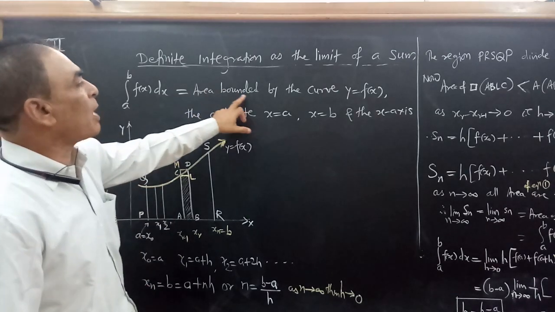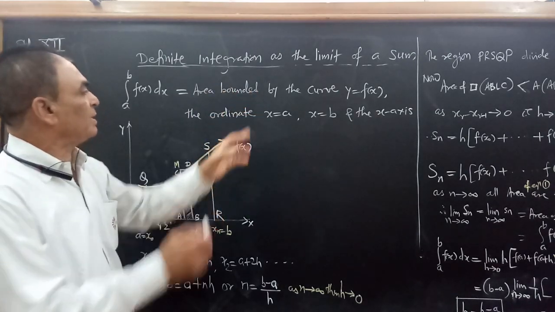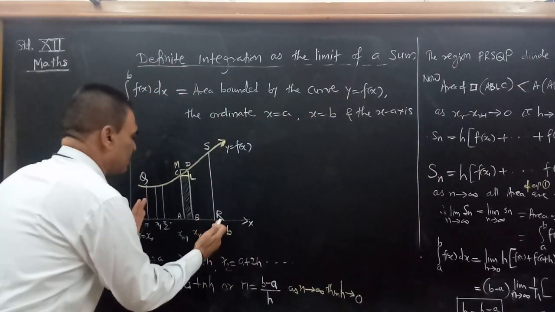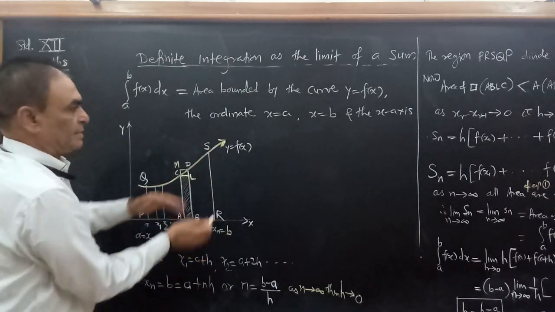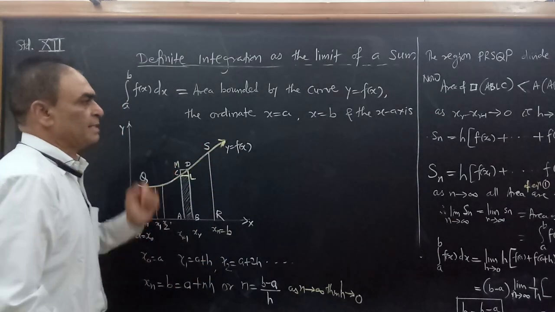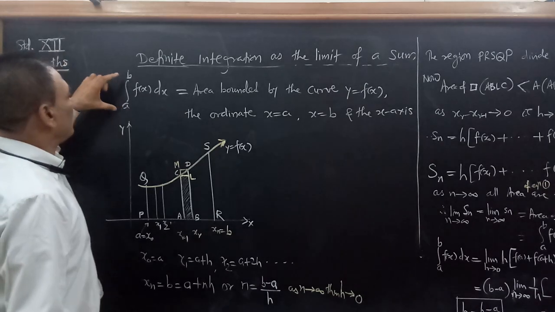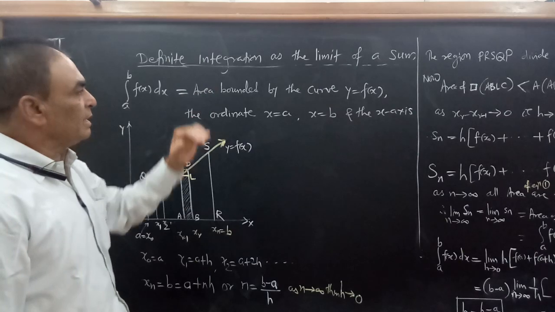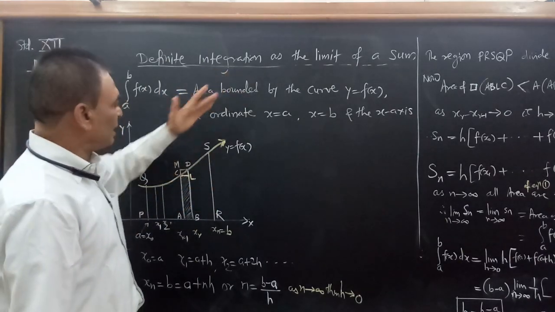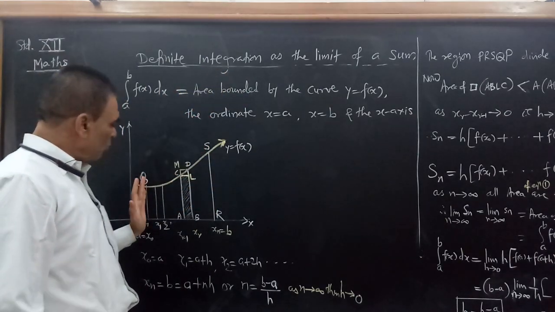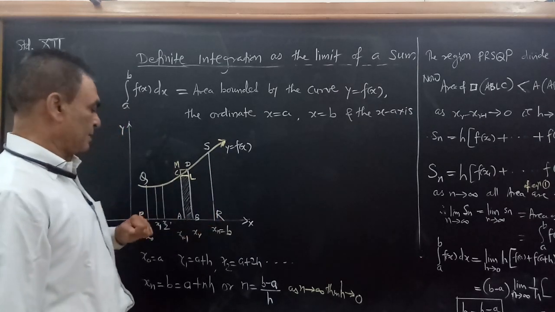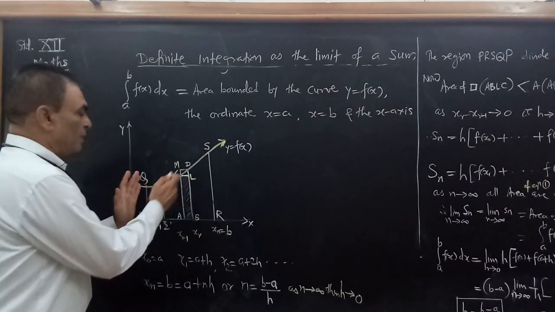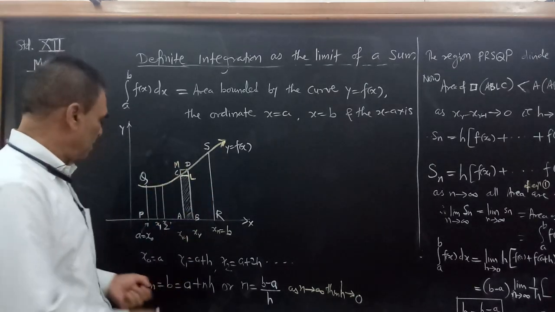Area bounded means the portion in between the curve, these two ordinates and the x-axis is essential. That is the meaning of integration of a to b f of x dx. The definite integration is nothing but the area bounded by this curve, these two ordinates and the x-axis. Suppose this area is split into a number of small strips.